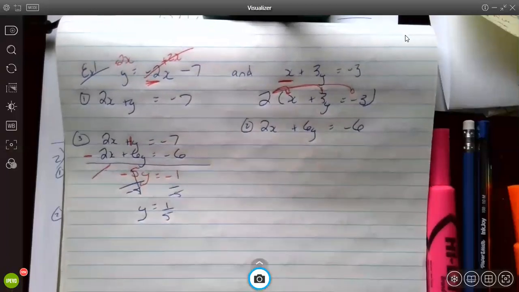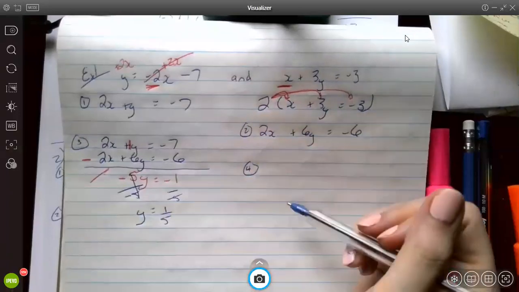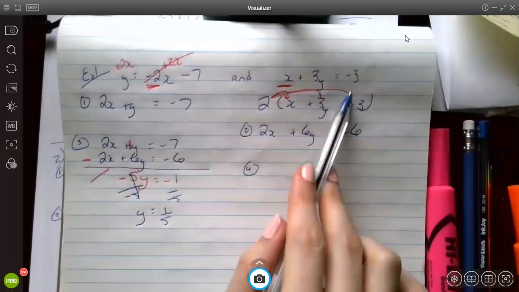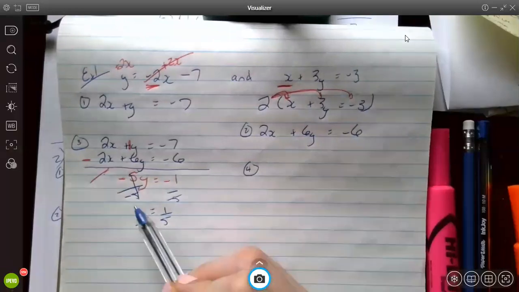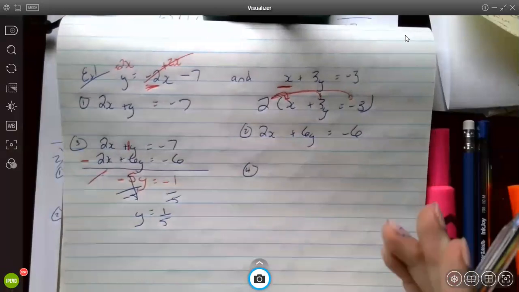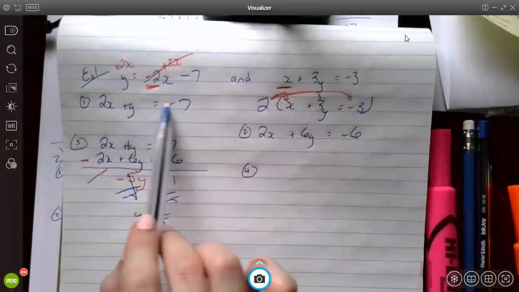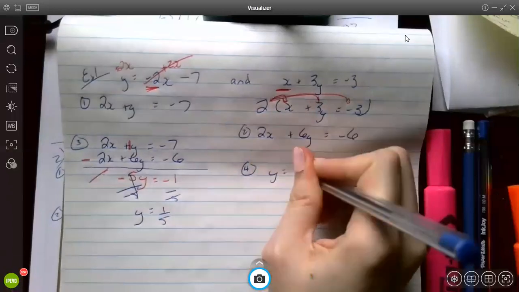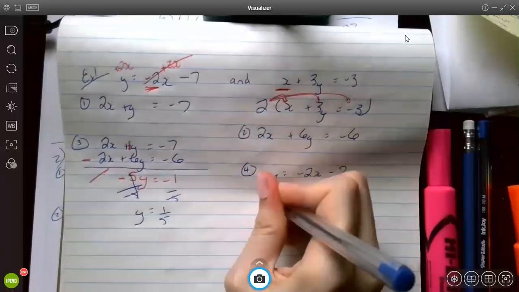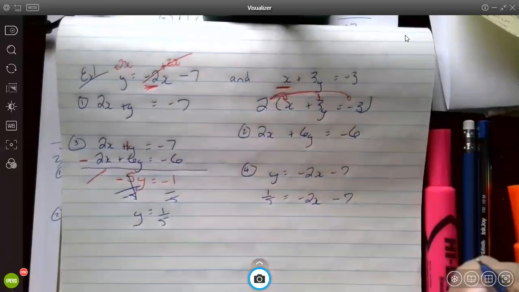Then, as step 4, I'm going to go over to either of my original equations. It doesn't matter which one I want to use. I'm going to plug in this y value wherever that is, okay? So I'm going to go to this first equation up here, but again, it doesn't actually matter which one you use. So I'm going to have y equals negative 2x minus 7, so that's 1/5 equals negative 2x minus 7.